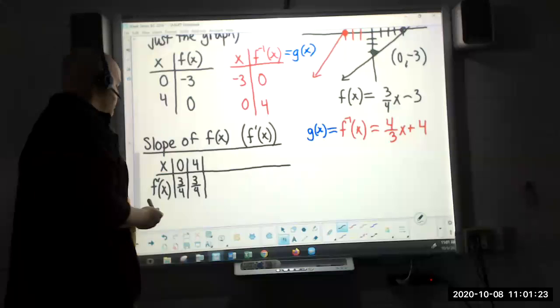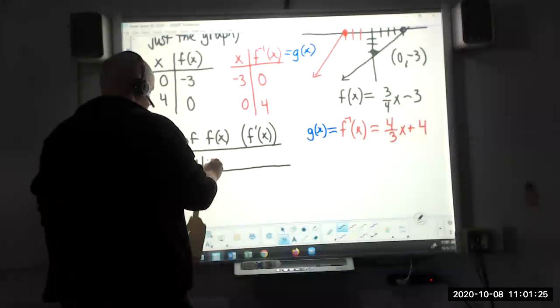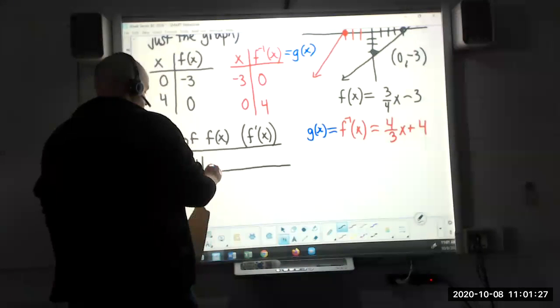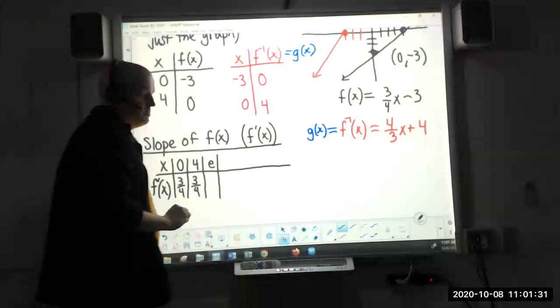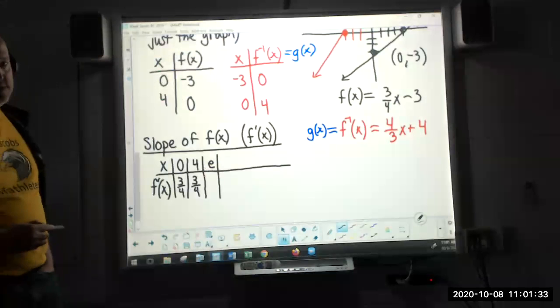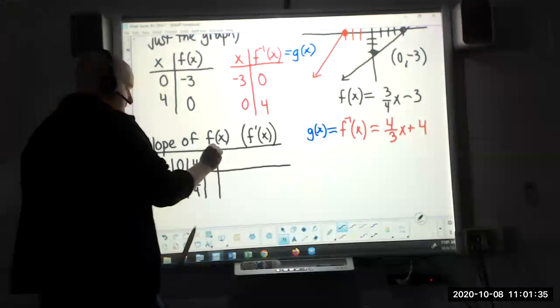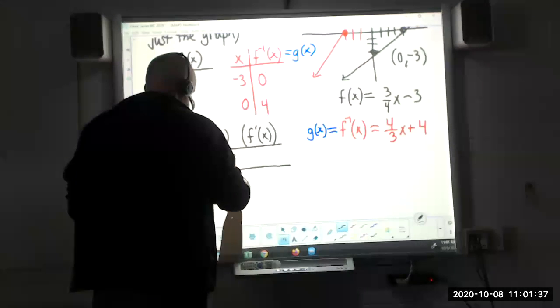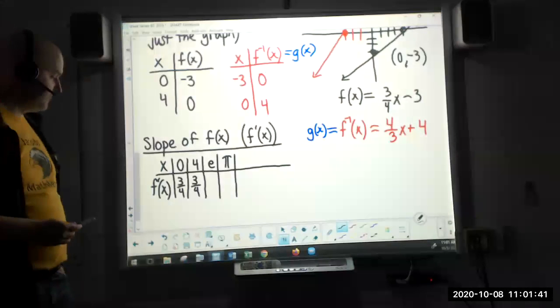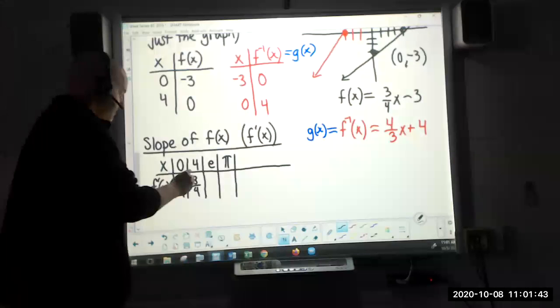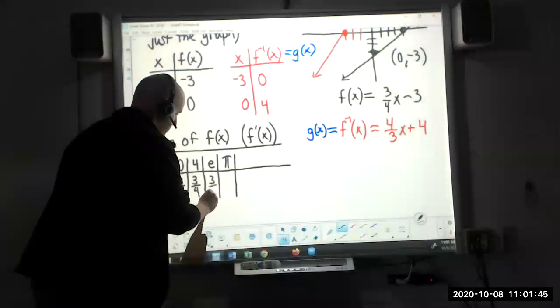Okay, let's choose some other points here. How about e? What's the slope at e? How about at pi? Okay, how about the slope at e and pi? 3/4.